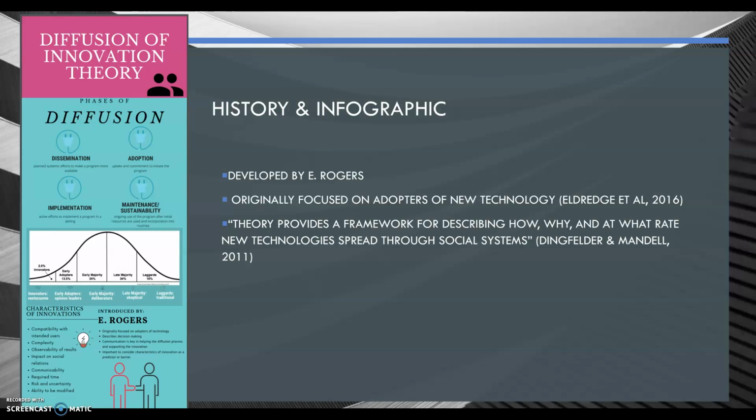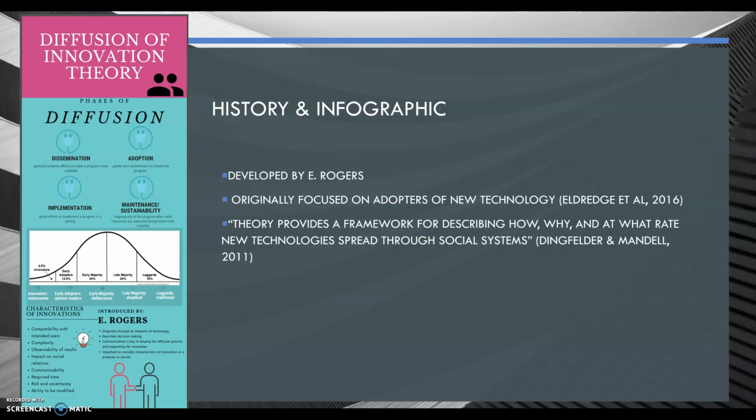As seen in the infographic, the diffusion of innovation theory was developed by E. Rogers. It was originally focused on adopters of new technology, but the theory also provides a framework for describing how, why, and at what rate new technologies spread through social systems.